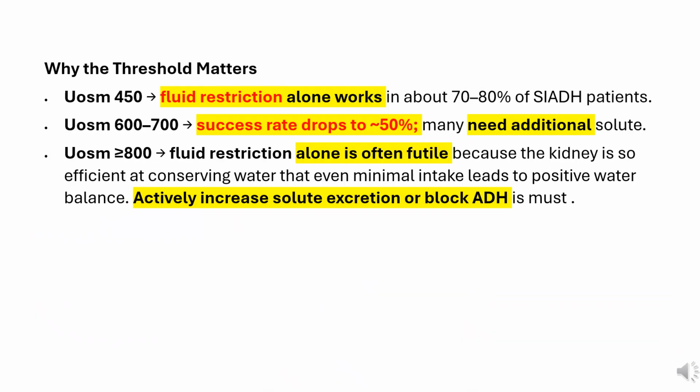Why the threshold matters. With Usmo 450, fluid restriction alone works in about 70 to 80% of SIADH patients. With Usmo 600 to 700, the success rate drops to 50%. Many need additional solute. With Usmo greater than or equal to 800, fluid restriction alone is often futile because the kidney is so efficient at conserving water that even minimal intake leads to positive water balance. You must actively increase solute excretion or block ADH.